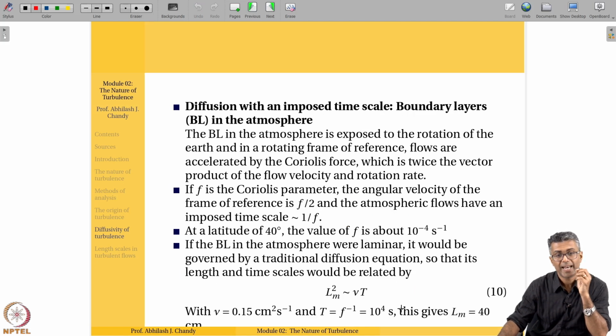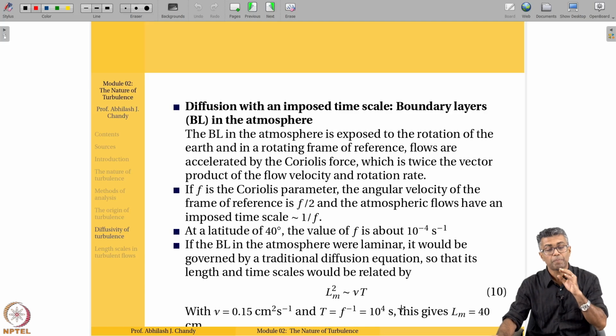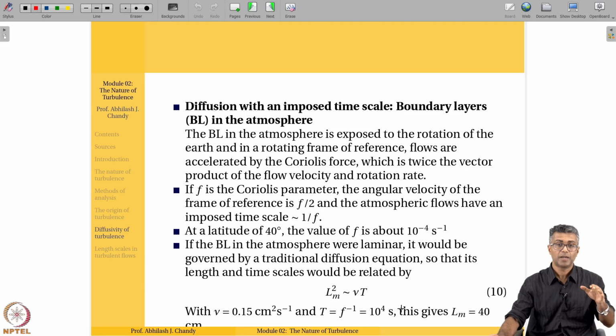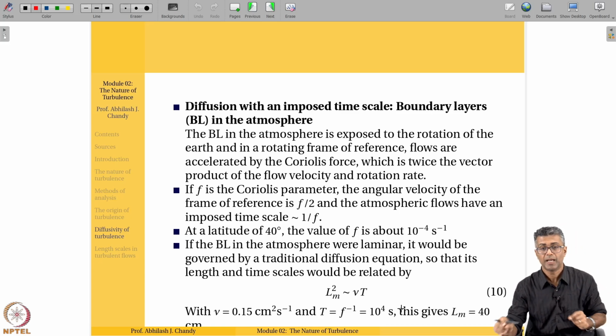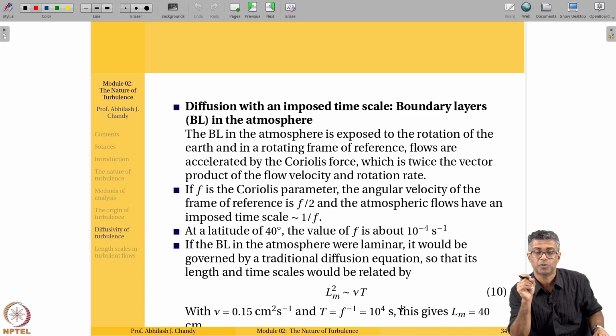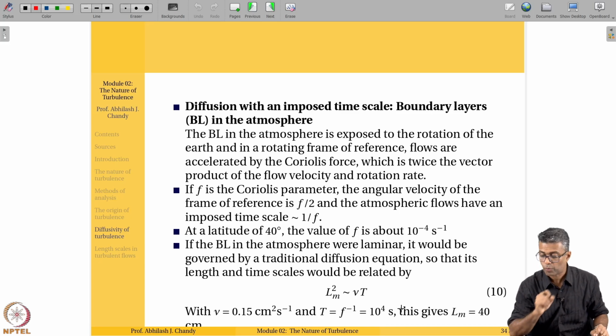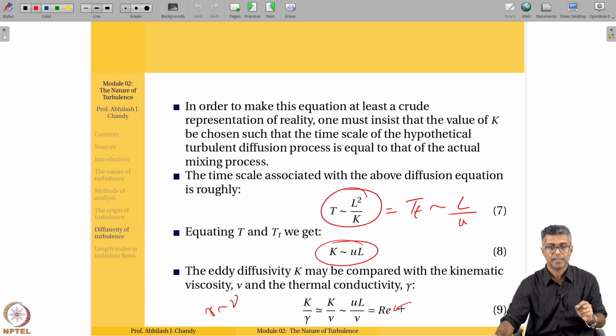So in the next problem, we are going to look at the diffusion with an imposed time scale. Here, in the previous problem, we looked at diffusion with an imposed length scale, whereas now we are going to look at it with the imposed time scale. And the problem we are going to look at is boundary layers in the atmosphere. So I want to make sure you understand this.